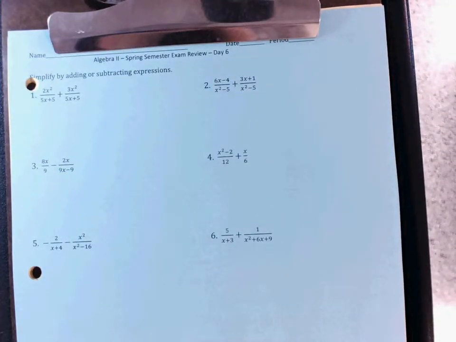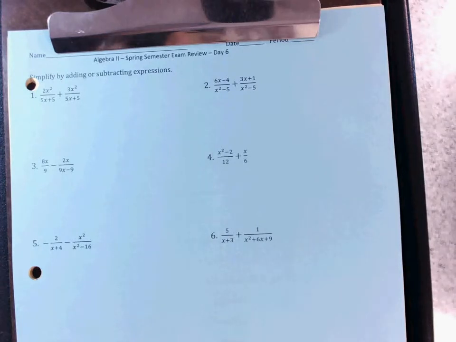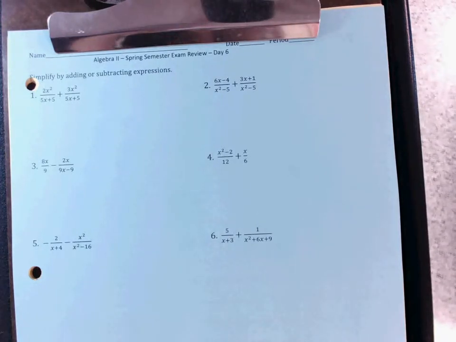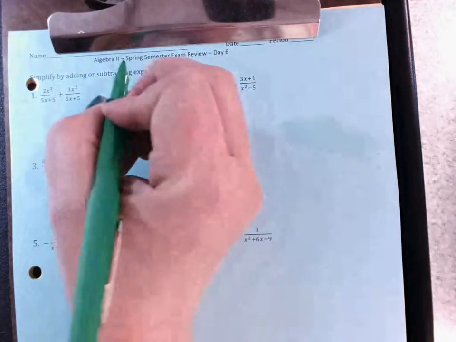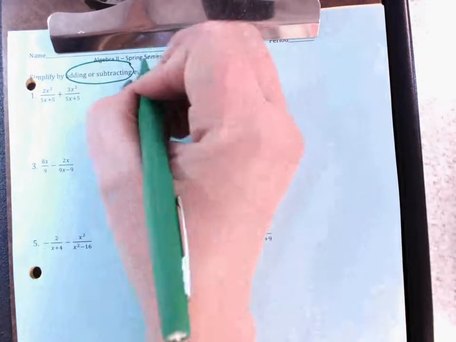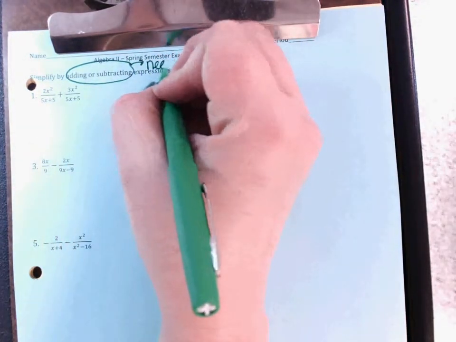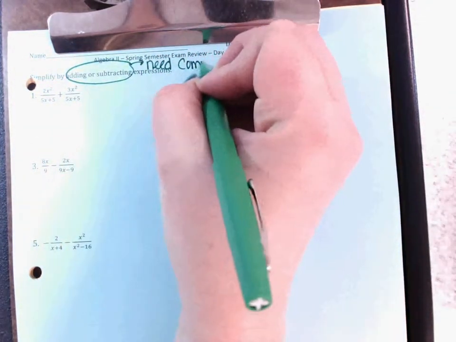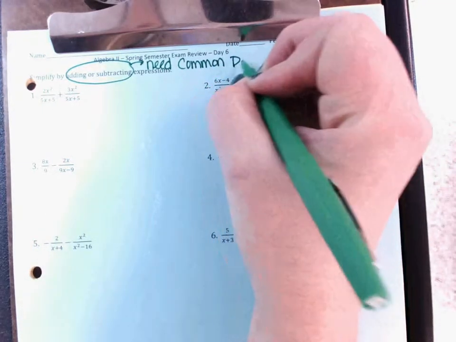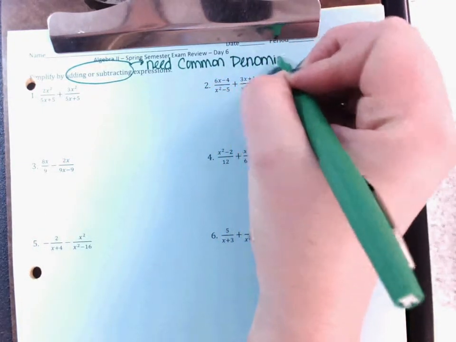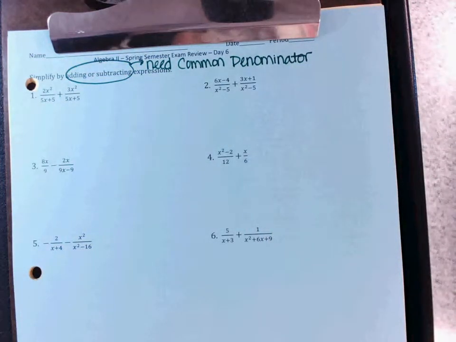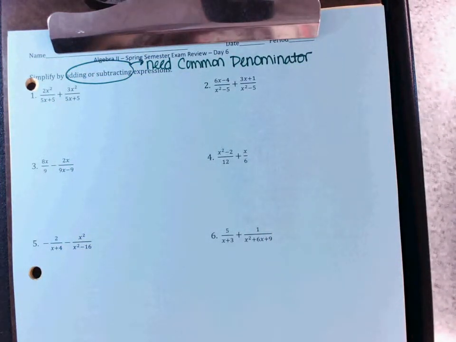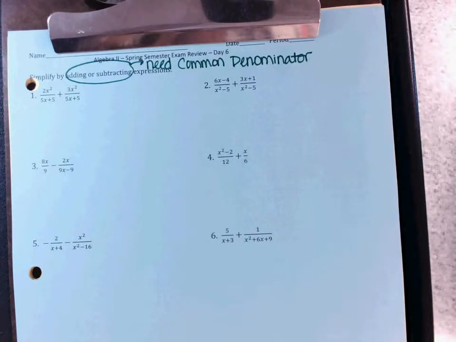Do you remember, yesterday we multiplied and divided. Remember, you don't have to have a common denominator when you're multiplying and dividing. You're just looking for stuff that cancels out. When you're adding or subtracting, you do have to have a common denominator. And so remember, what that means is that the bottoms of your fractions have to match each other. If they don't match, you have to fix it.